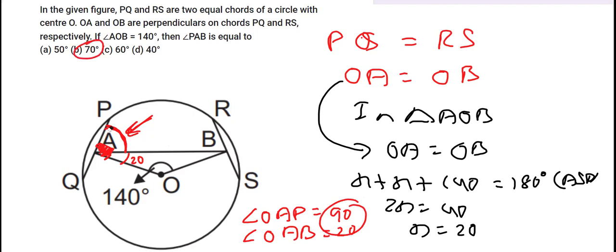So one last time I can explain this part. We have to get the measurement of this angle. We know the value of this angle from here to here as 90 and from here to here as 20. So 90 minus 20 will be the required angle, that is 70 degrees.